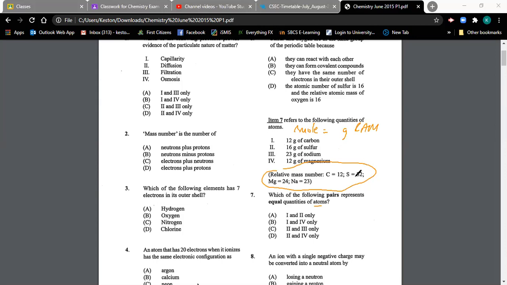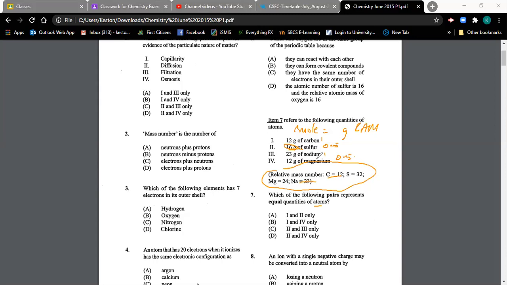Equal quantities of atoms. So we're thinking 1 mole of an atom would have a particular relative atomic mass, right? So how much is 1 mole? These are the relative mass numbers. This is 1 mole. So like this is not 1 mole. This is 0.5 of a mole. Again, magnesium, this is another 0.5 of a mole. Carbon, that's 1 mole. Sodium, that's 1 mole. So which of these answers would make sense?